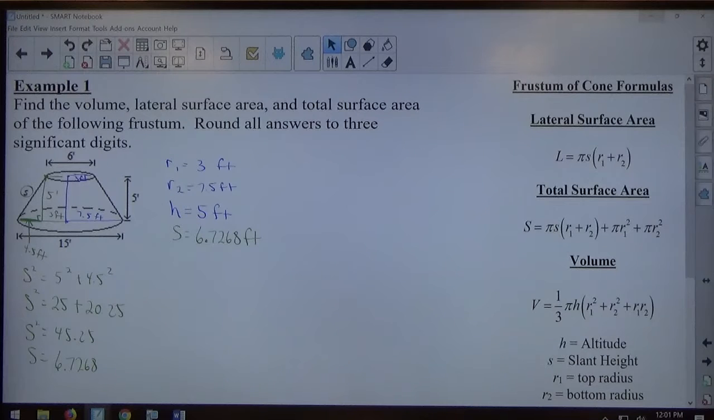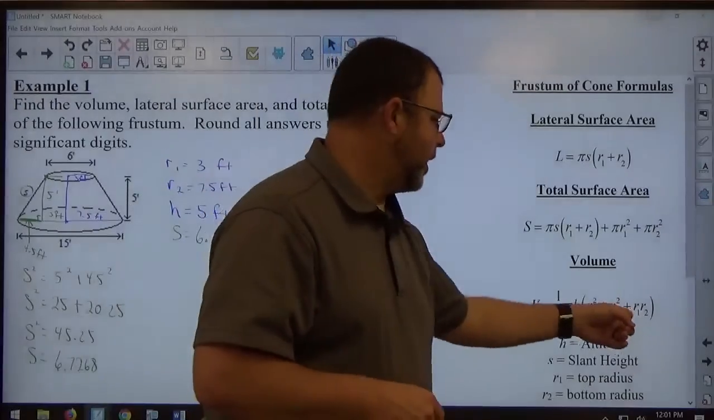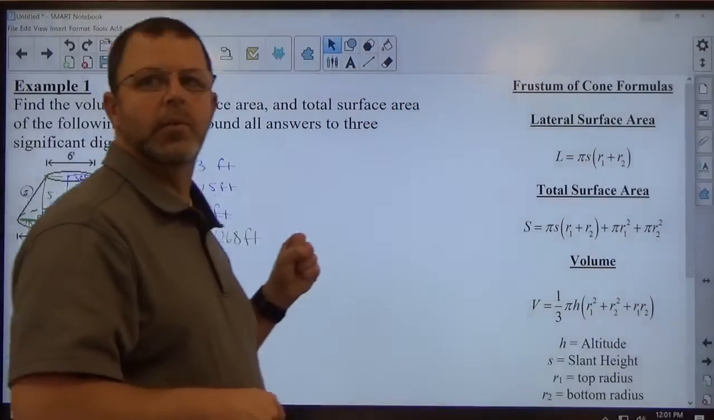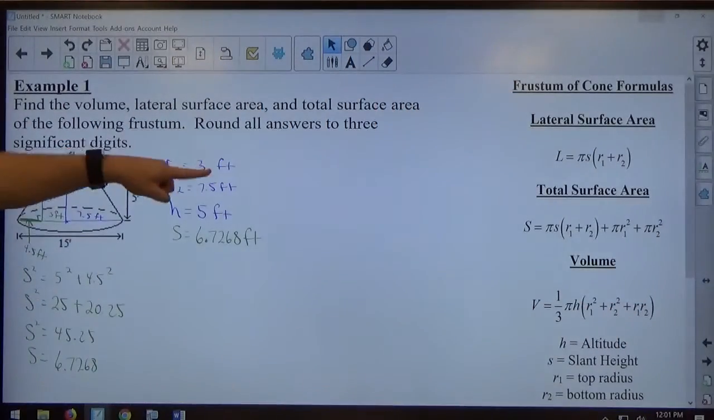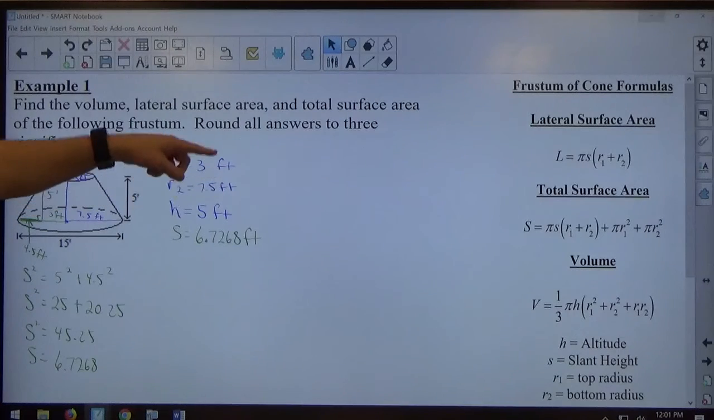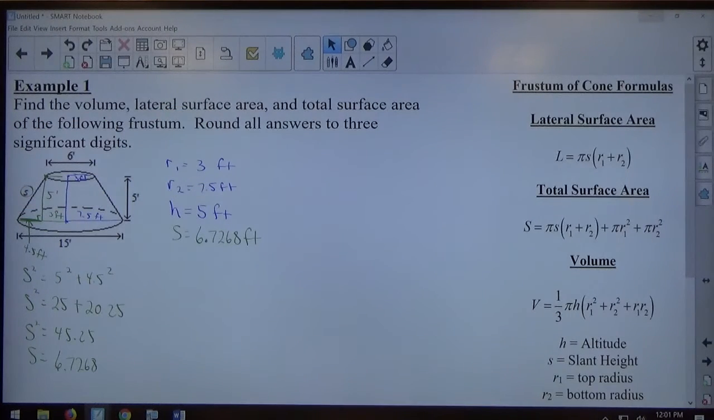All right? It's not necessarily required to do that every time. If all it asked me for was volume, there's no slant height in volume, I wouldn't even worry about what S equals. But the total surface area has S in it, the lateral surface area has S in it, so the fact they're asking me for those tells me S was important, so I had to go and find it.